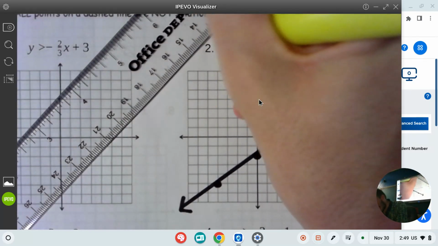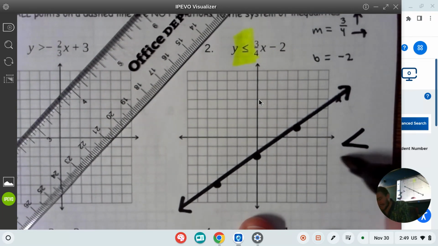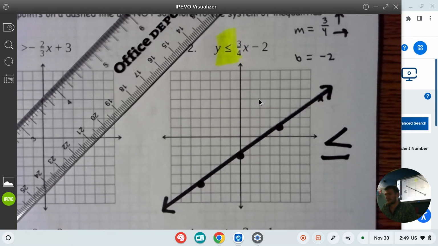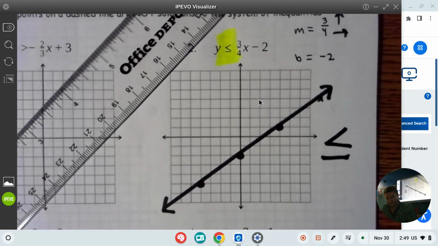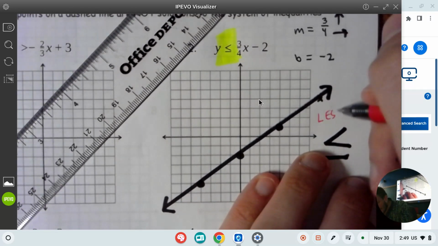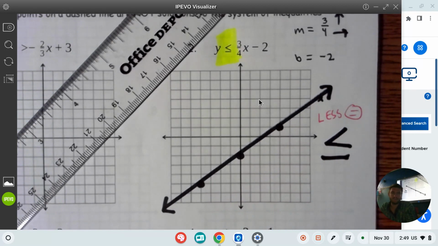We're going to look at this, the inequality. And for this question, it is this inequality. Now, does anybody know what this inequality is called? Nice job. This is a less or equal to. I'm just going to write that. I'm feeling a little lazy, I guess.